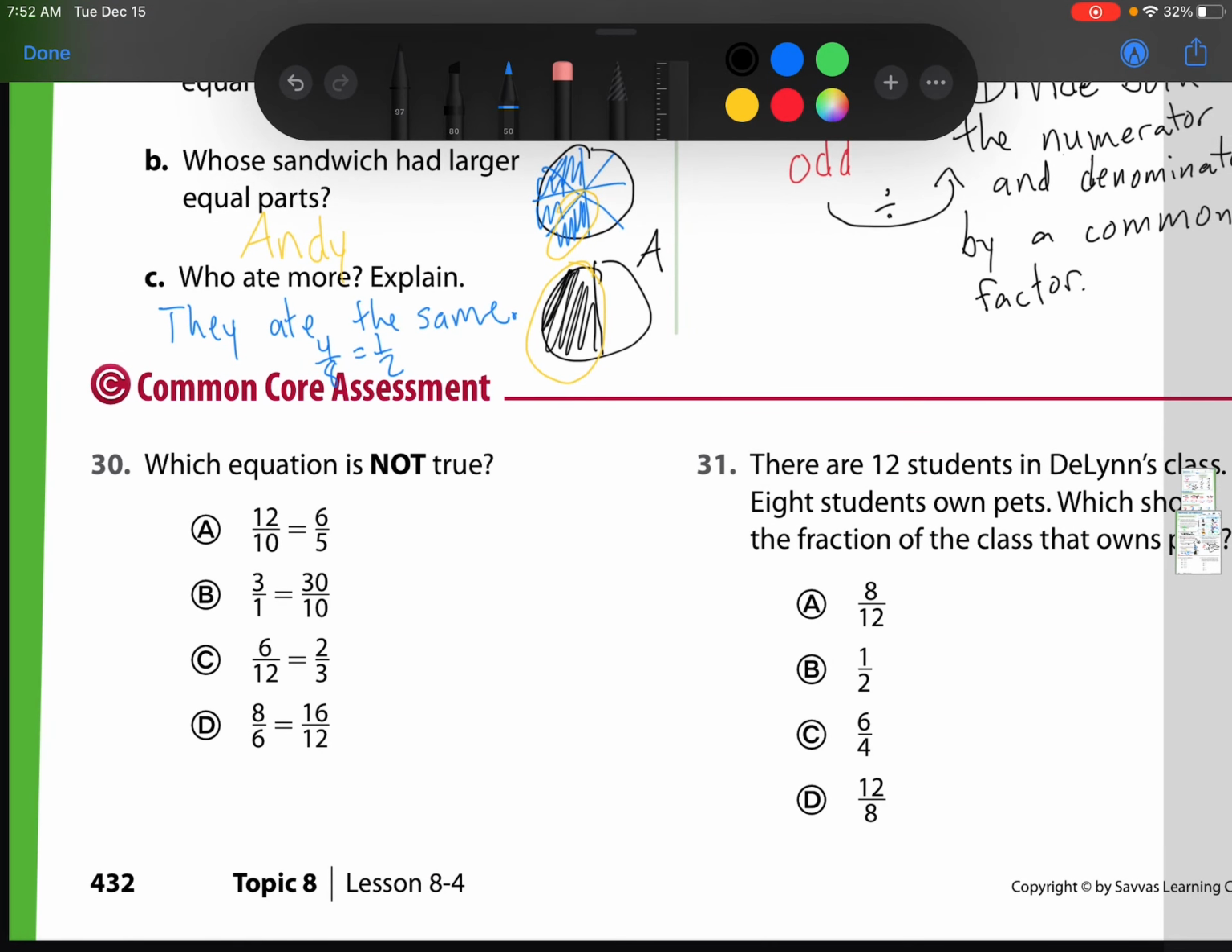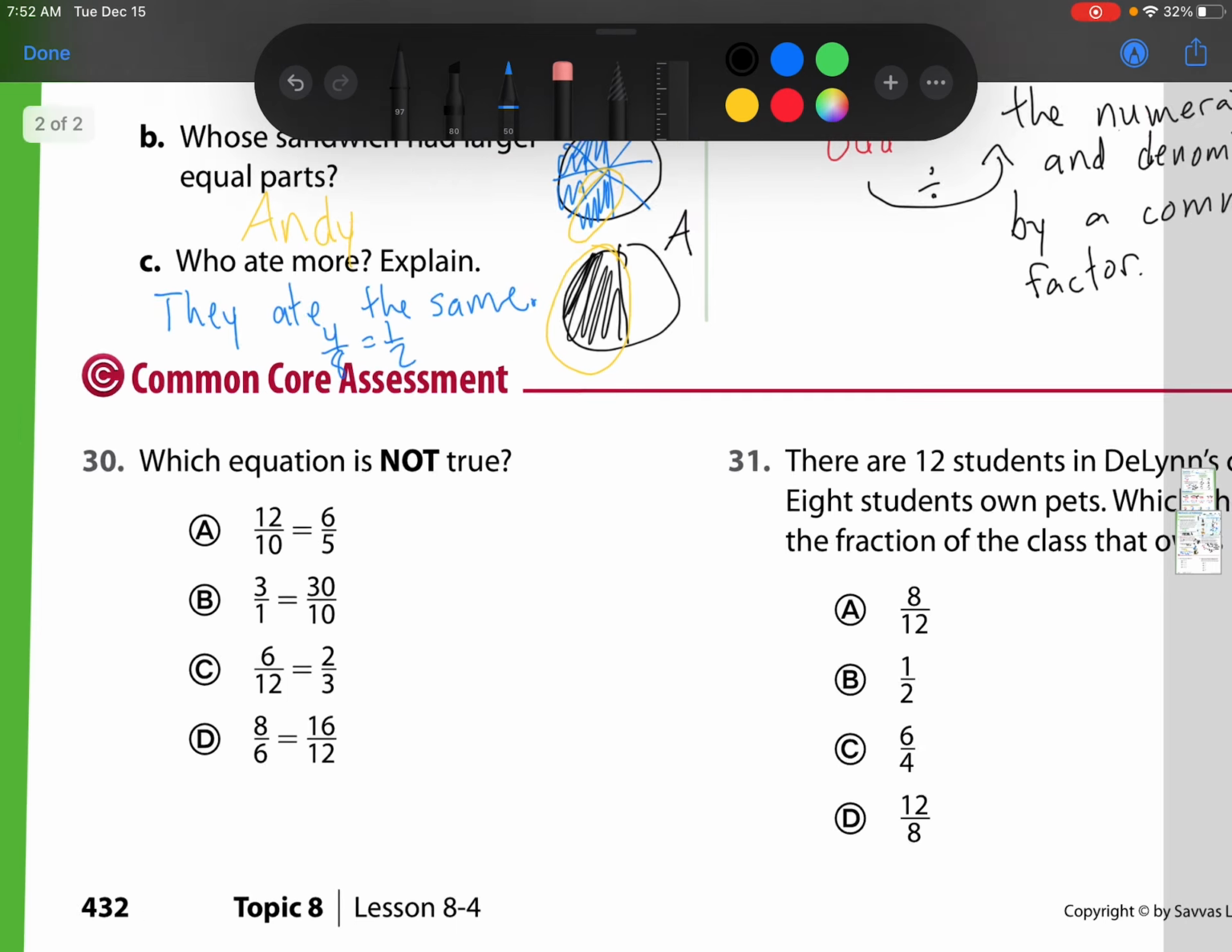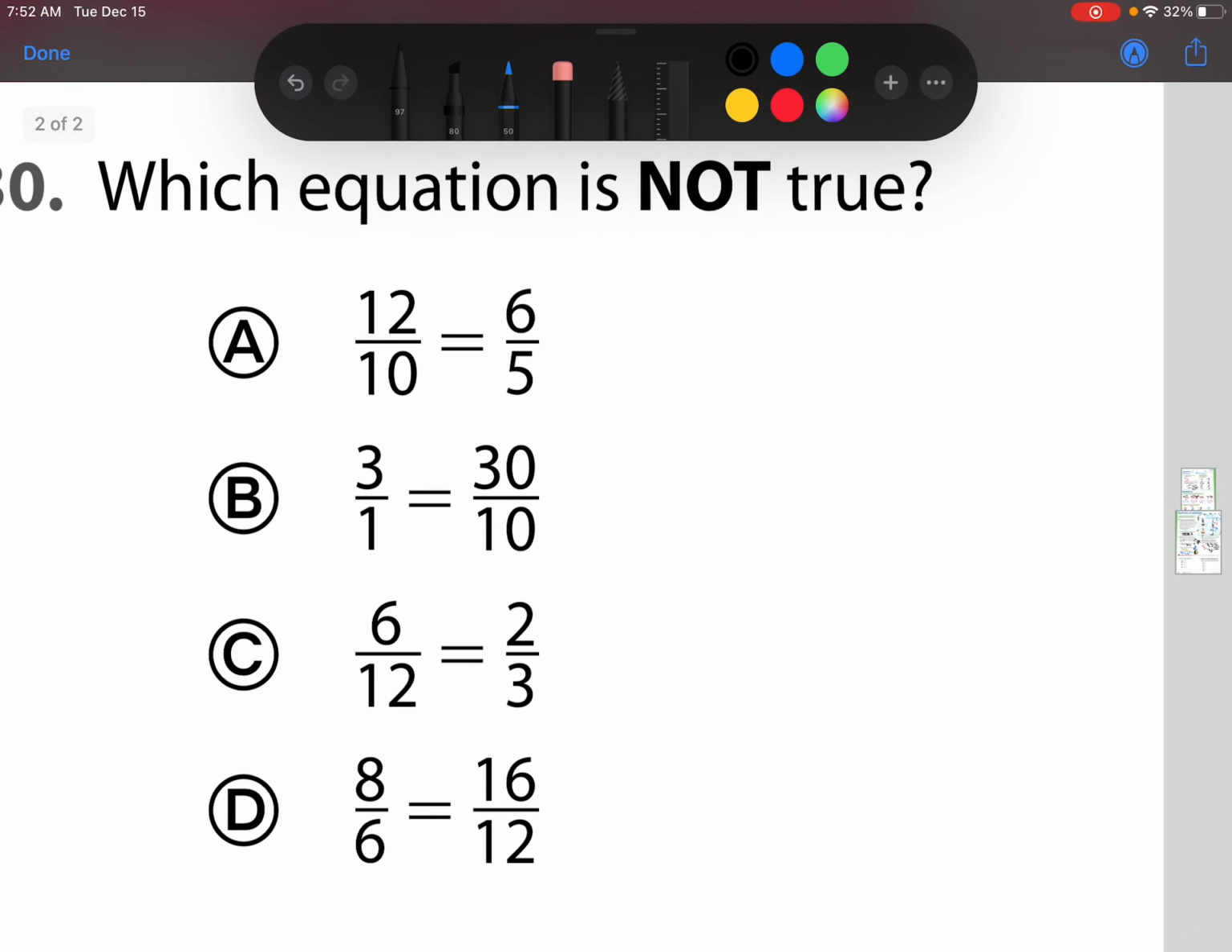Which equation is not true? So remember, if we did something to the top, we have to do it to the bottom as well. If we did something to the numerator. Here we divided by 2. Here we divided by 2. And both of those are correct. So let's head to the next one. 3, and here we multiplied by 10. How we got from 3 to 30 is by 10. Here we multiplied and got 1 times 10 equals 10. So that looks good.